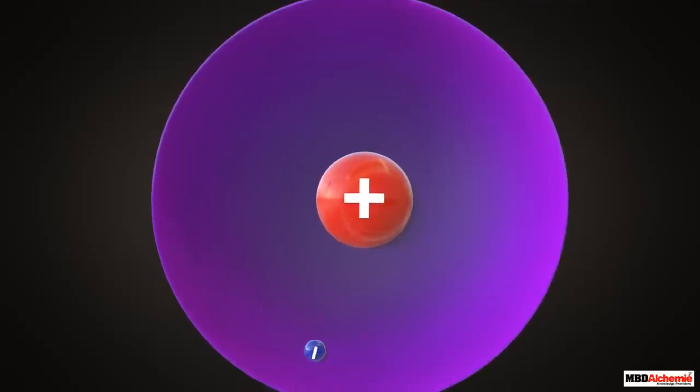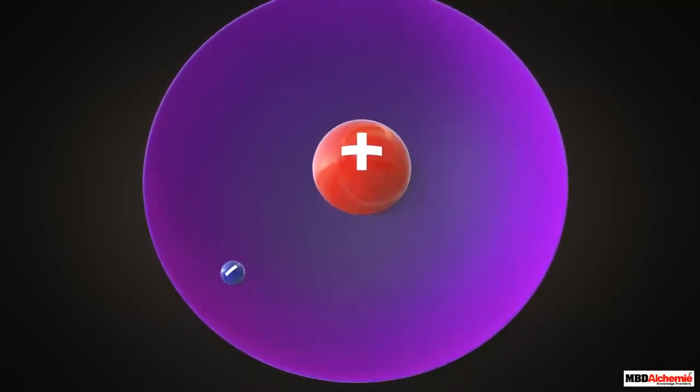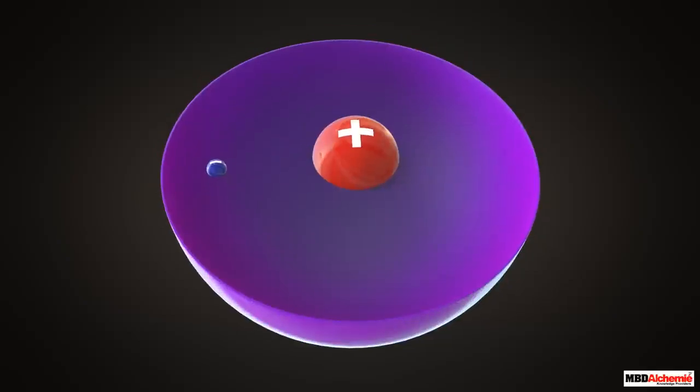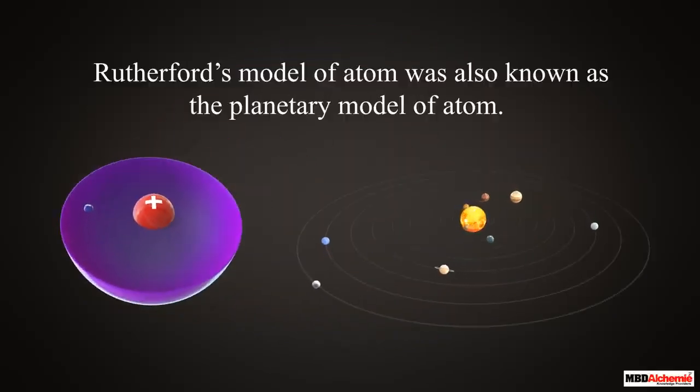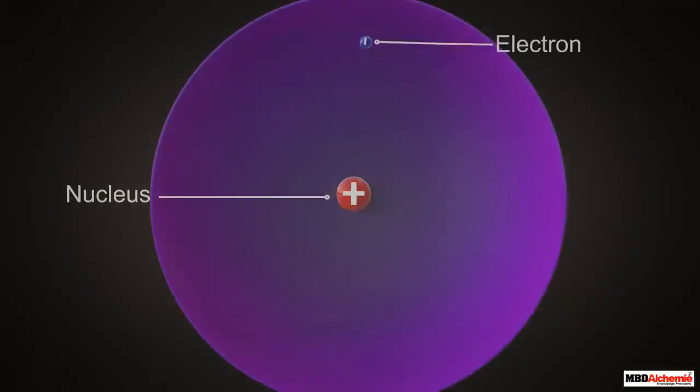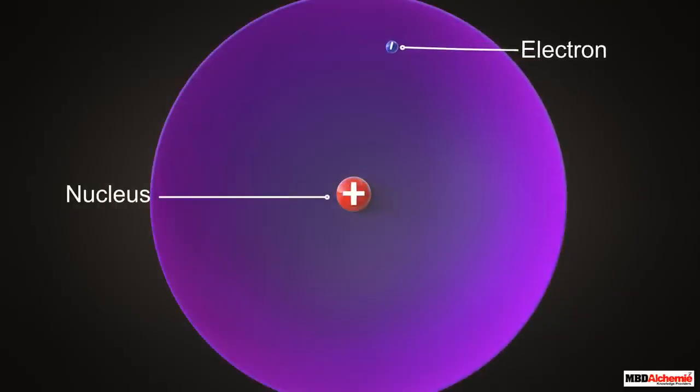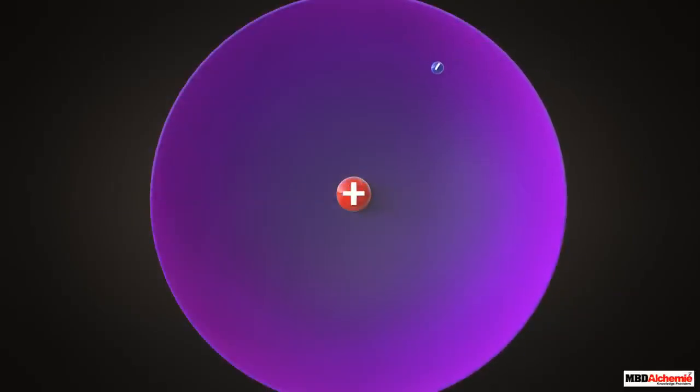It also suggested that electrons of the atom revolve around its nucleus. This model was also known as planetary model, as the nucleus of the atom can be compared to a miniature sun, and electrons revolving around the nucleus can be compared to the planets revolving around the sun. But this model did not get much acceptance, as it said that the electron keeps revolving around the nucleus.